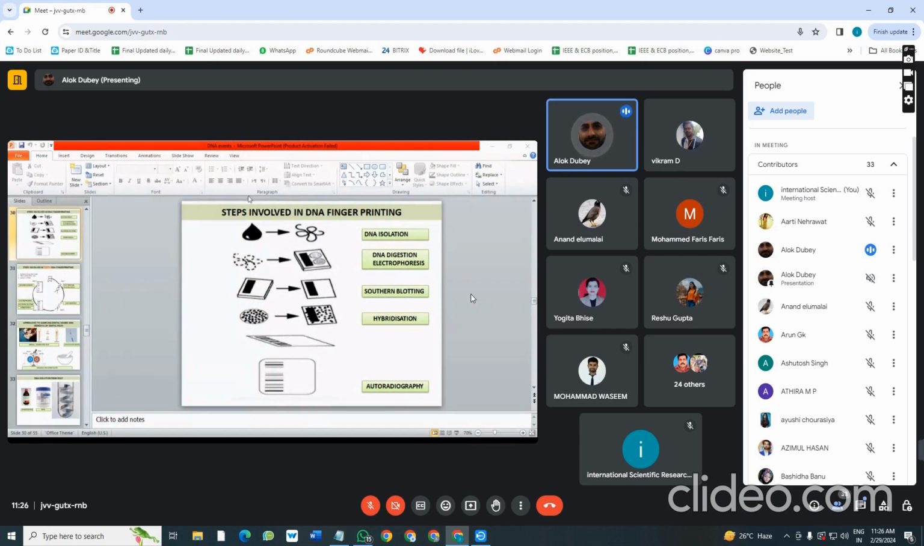Now, how can you do it from the teeth? From the teeth, the first step is to remove the pulp. From the pulp, the DNA needs to be isolated. Now the next step, that DNA is broken down into small fragments. Only the first step is different. That is removing the pulp, and from the pulp, the DNA is isolated. The rest of the steps are almost the same.